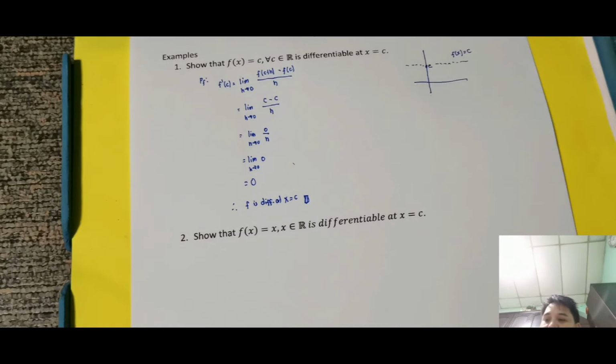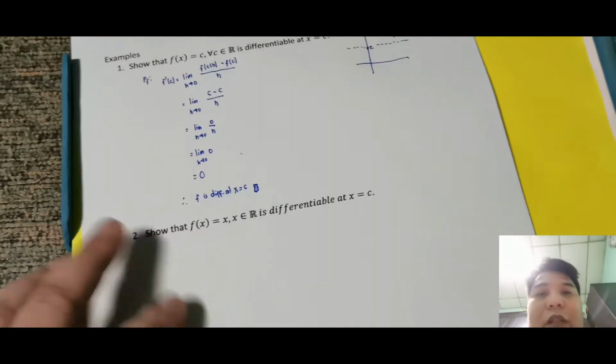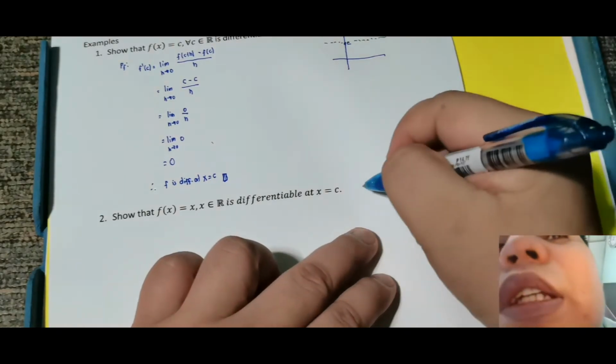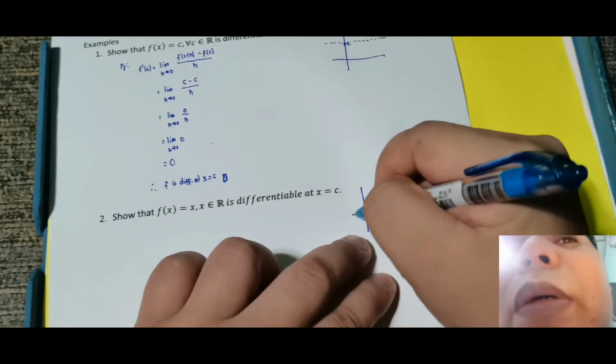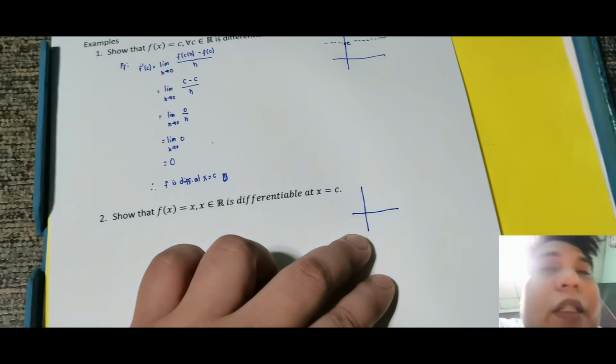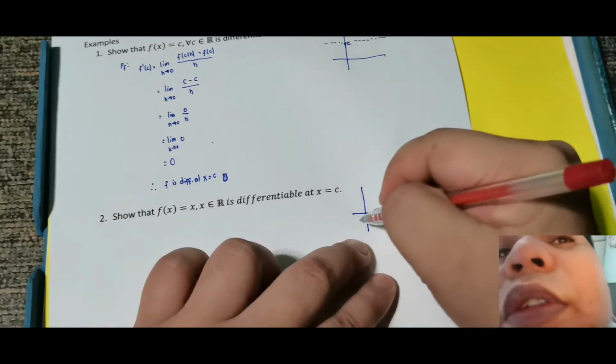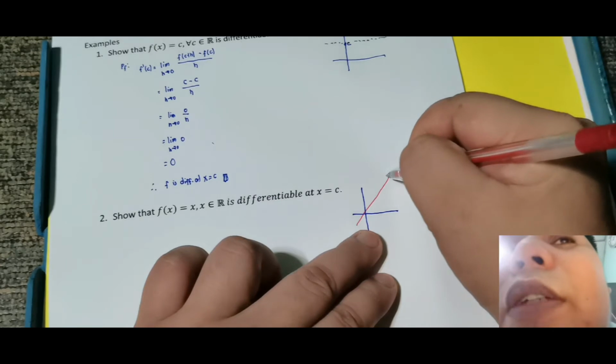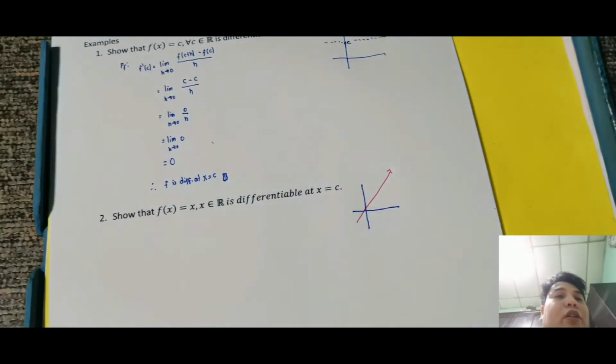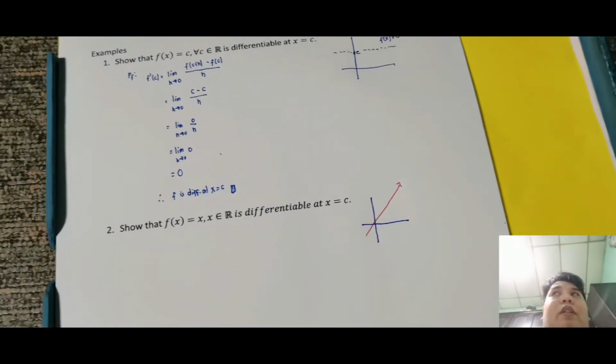Okay, so next is, what if ganito naman? Sabi is, show that f of x is equal to x for x element of real numbers is differentiable at x is equal to c. So ito naman yung tinatawag na identity function. Ano ba itsura nito? Ito yung nagpapas sa ating x-axis. Yung graph lang niya is just ganito. Yung rise over run niya is 1 over 1, yung slope niya is 1. So yun yung tawag dyan is identity function. Ito yung identity function.